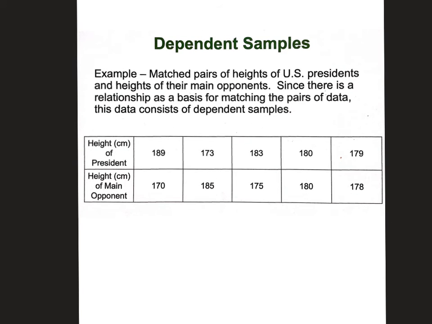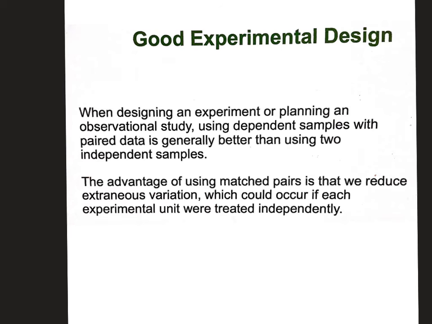All right, this is just an example of what dependent looks like. It says matched pairs of heights of U.S. presidents and heights of their main opponents. Since there's a relationship as a basis for matching the pairs of data, the data consists of dependent samples. Our null hypothesis would be that the mean of the differences of the heights of the president and their opponent would be 0. There's no difference, but probably in an experiment or a test, we'd try to prove that the president heights were bigger, because that may be one of the reasons they won, just because they were taller.